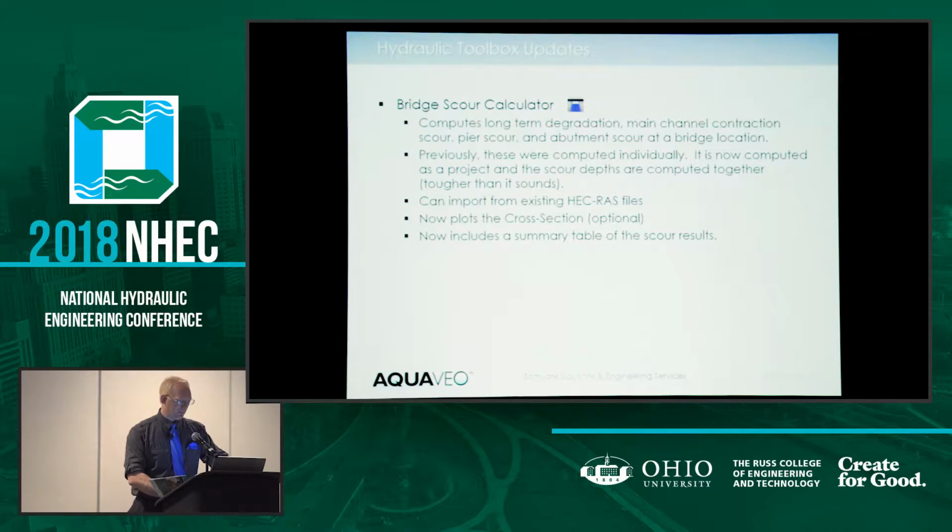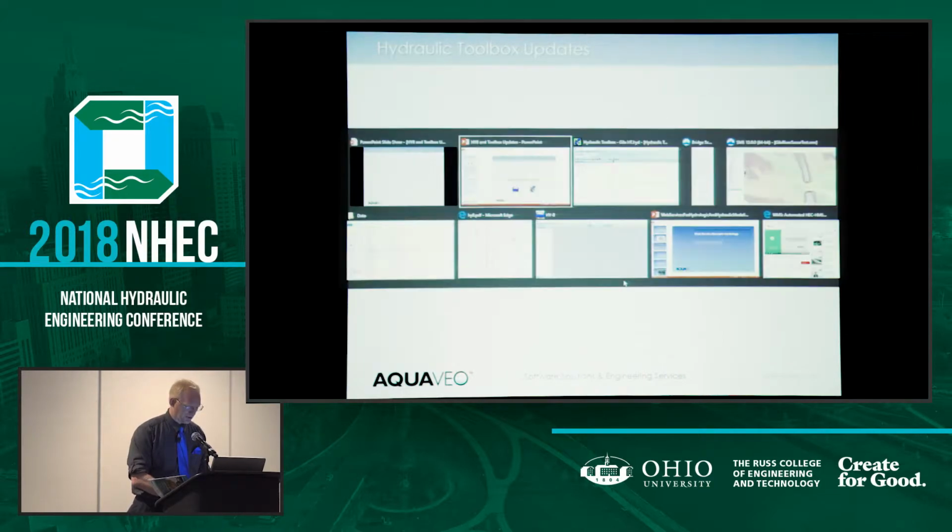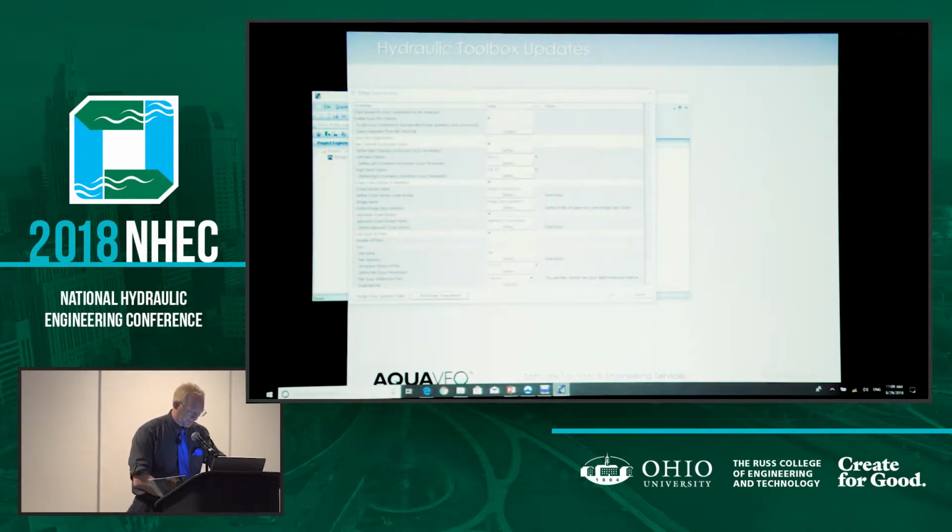We can now also import from HEC-RAS. We can plot the cross sections, but that is optional. You don't have to enter in all the geometry if you don't want to. And we also include a summary table with the scour results there. So now let's switch over to Hydraulic Toolbox, and we'll show you what we mean here.